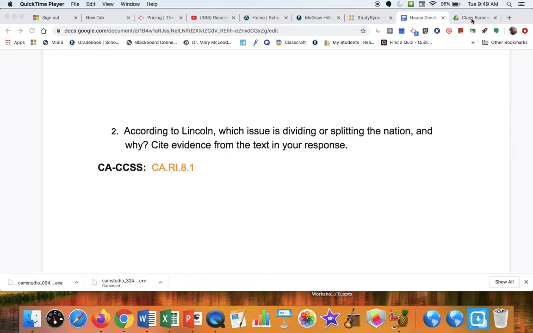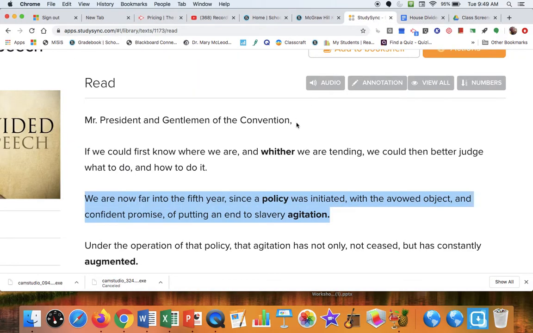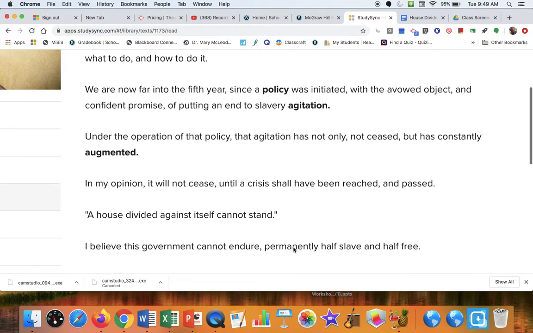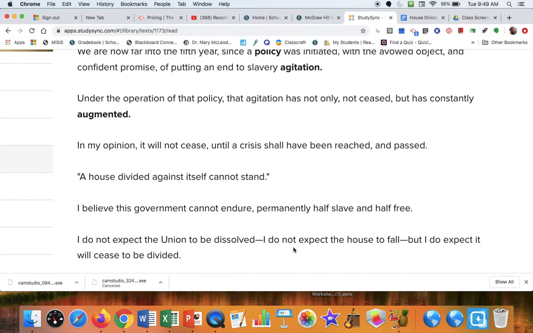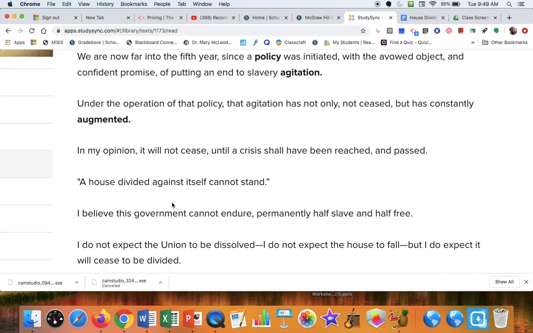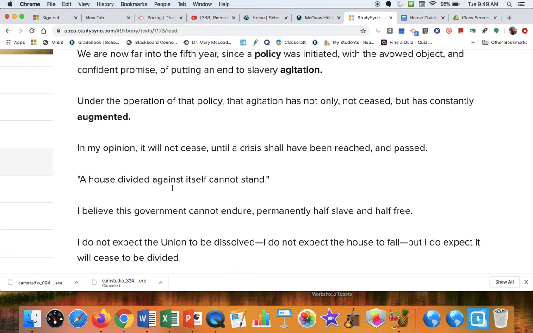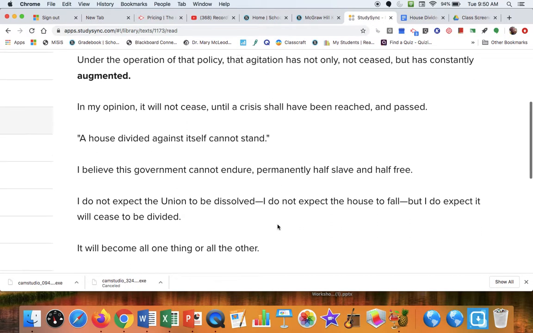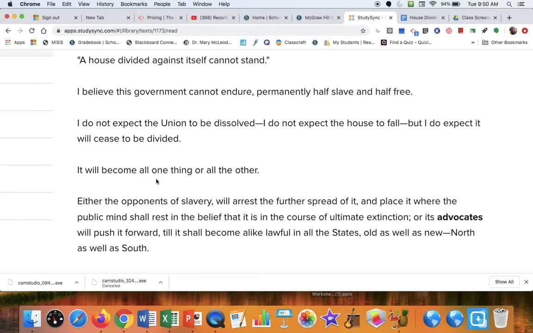So, let's go to the speech. Oops, that's not the speech. All right, here we go. So, what is dividing the nation? And here we have a house divided against itself cannot stand. So, whatever this issue is that's dividing the nation, which was shown up here, he's giving this speech to end slavery agitation.